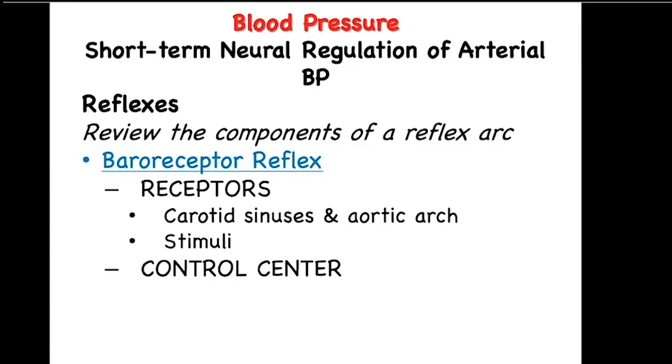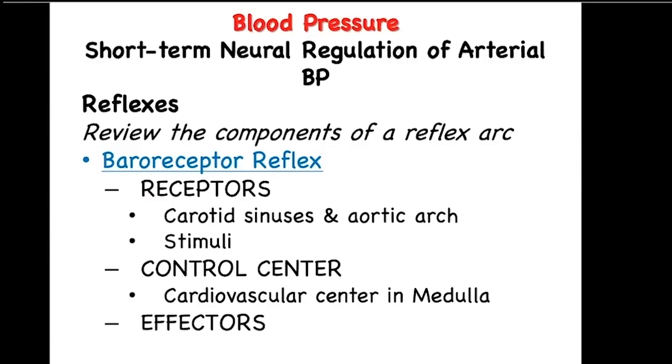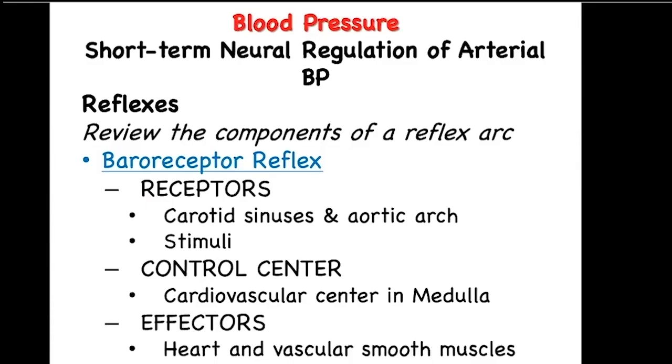The control center is located in the medulla of the brainstem. It is called the cardiovascular center. The effectors of the heart will include the SA and the AV nodes, as well as the myocardium of the heart and the smooth muscles in the blood vessels.